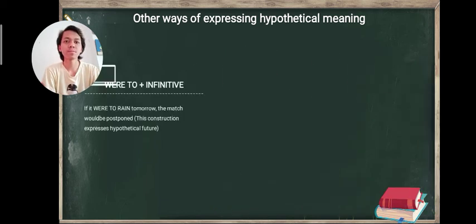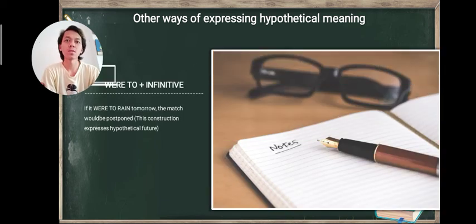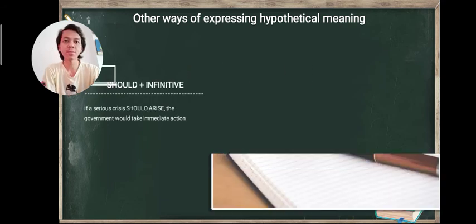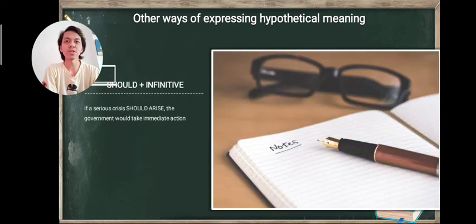Next, were to, or was to if the sentence is informal, plus infinitive. For example, if it were to rain tomorrow, the match would be postponed. This construction expresses hypothetical future. Next, should plus infinitive. For example, if a serious crisis should arise, the government will take immediate action.